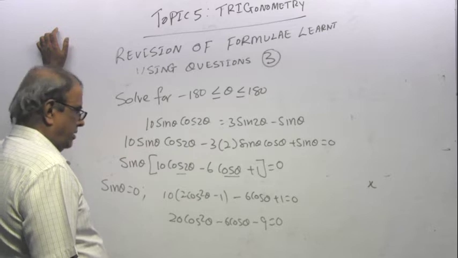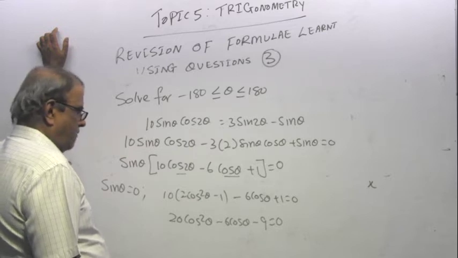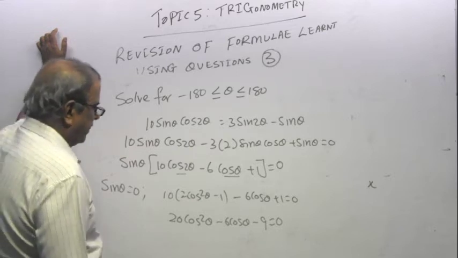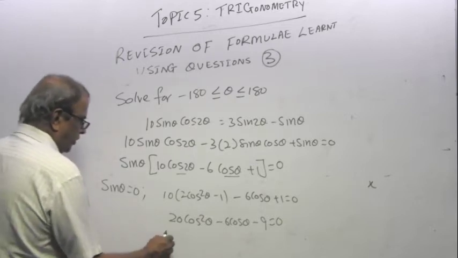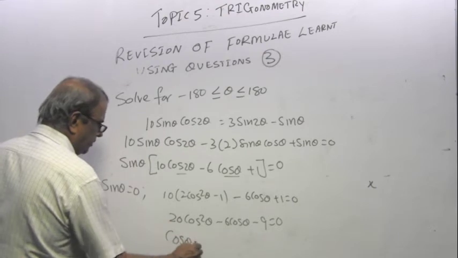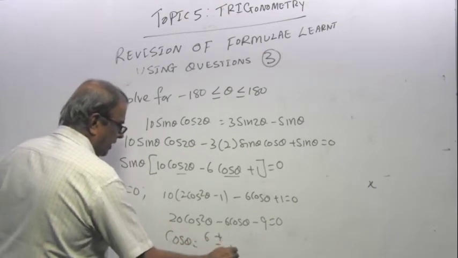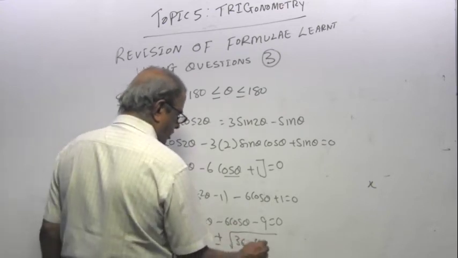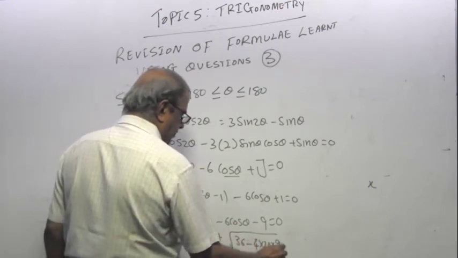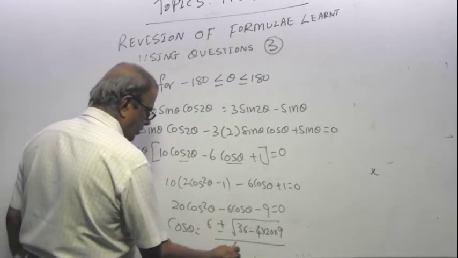Anyway, we shall see. Doesn't matter. Whatever is there is there. So, therefore, cos theta equal to 6 plus minus root of 36 minus 4 times 20 times 9, whole over 40.